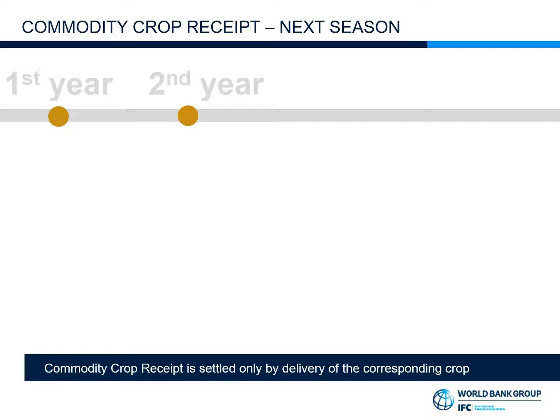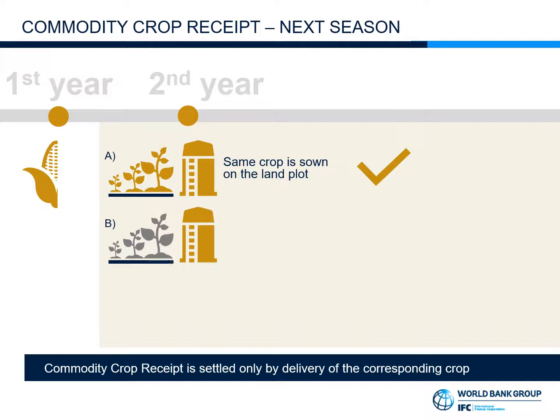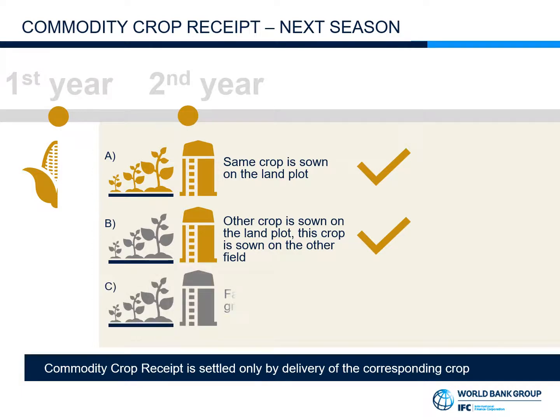For example, if within commodity crop receipt the collateral is seized partially, the remaining part of the obligation can be seized in the next season, but on condition that the farmer grows the same crop either on the specified or other land plots. If the farmer does not grow the crop in the next season, the seizure is postponed till the next season. At the same time, the creditor can always go to court.